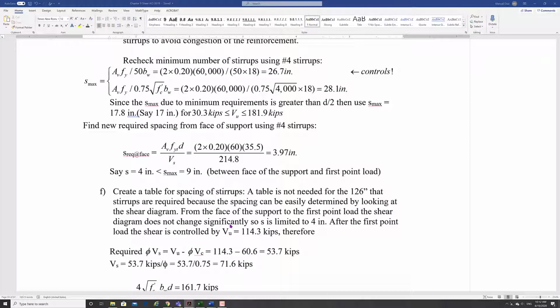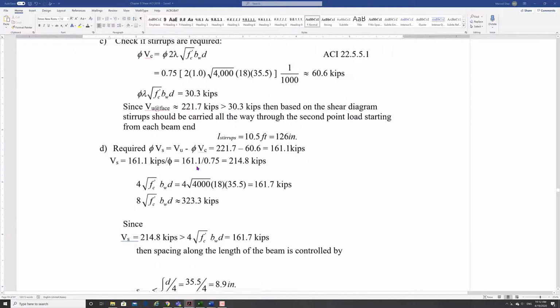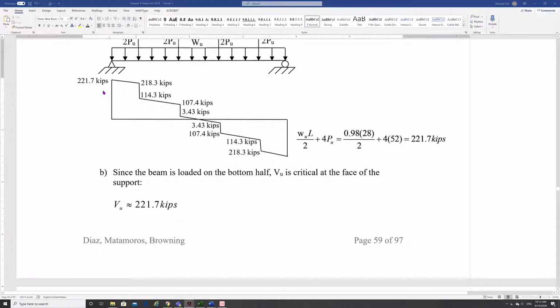Right, because we know the length that we need to cover by stirrups. We already found that. We know exactly what's at that 10.5 distance, right? So we can simply look at the shear diagram and decide where we can change. So you look at this diagram, 221 to 218. There is no difference here in value pretty much, right? So you are going to use a spacing of 4 inches all the way to the first drop.